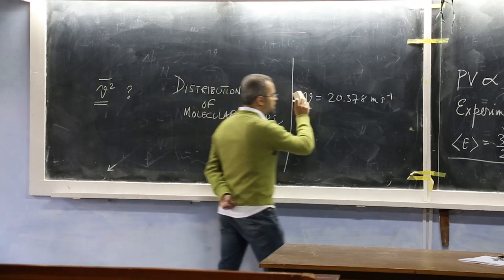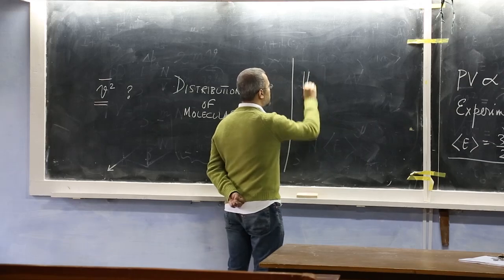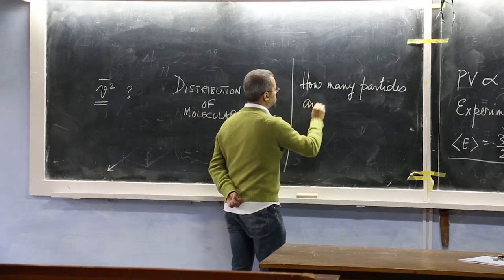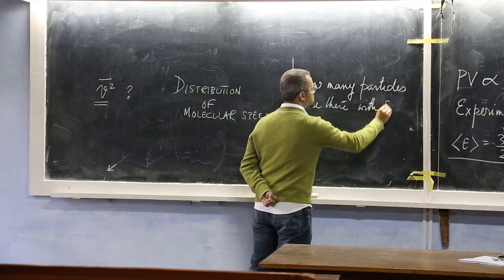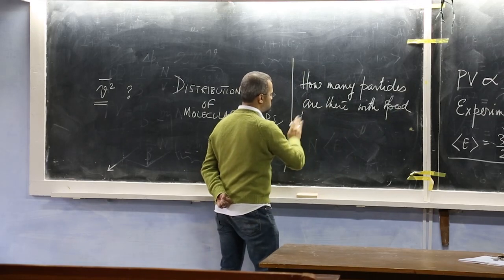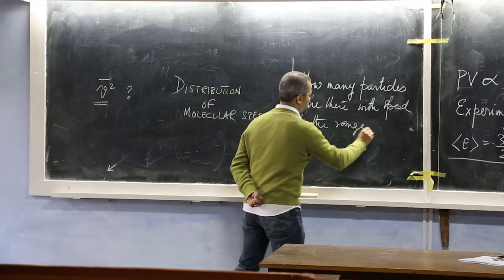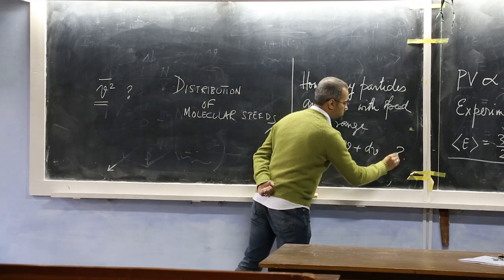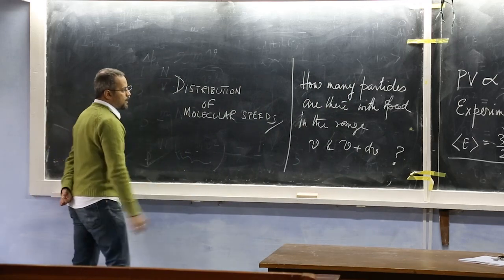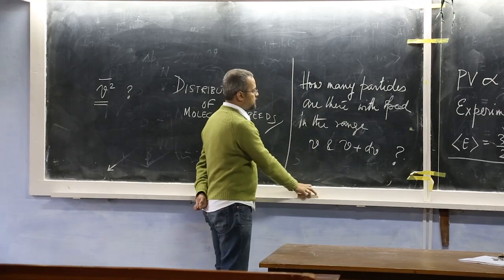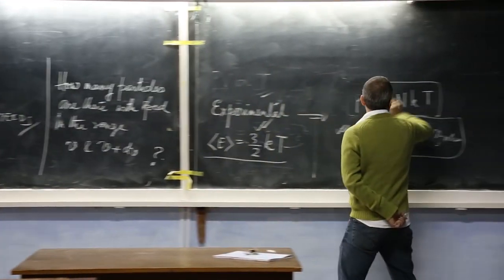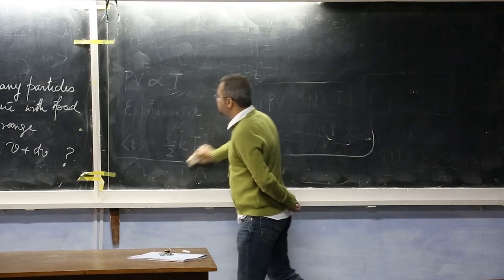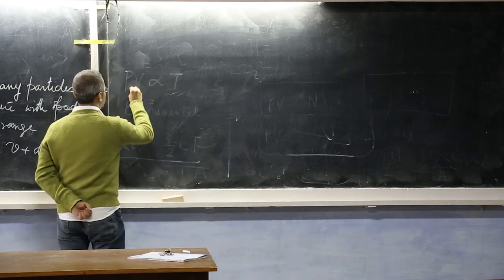So what we are going to state is this question: how many particles are there with speed in the range v and v plus dv? This is a question which we can ask, and this question has an answer, and that is what is called the distribution function. So the number of particles with speeds in the range v and v plus dv is called the distribution function.